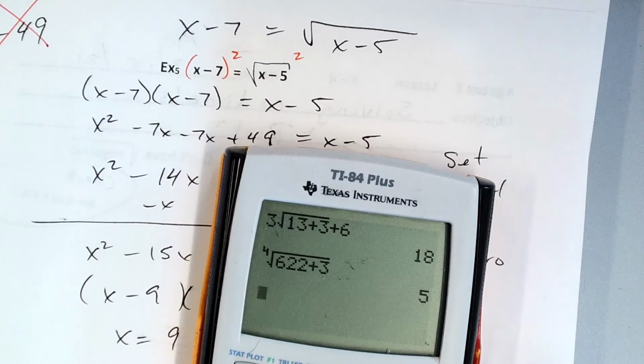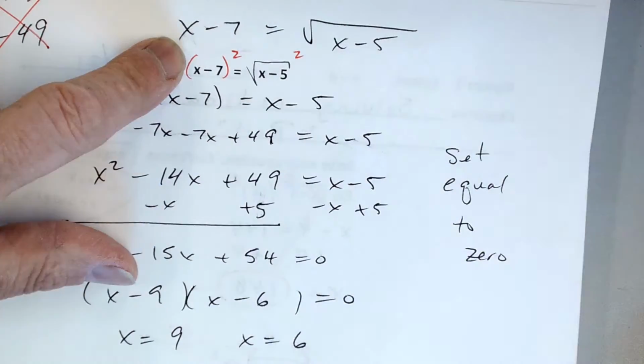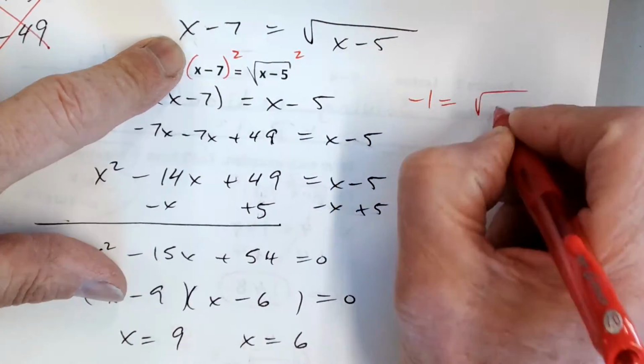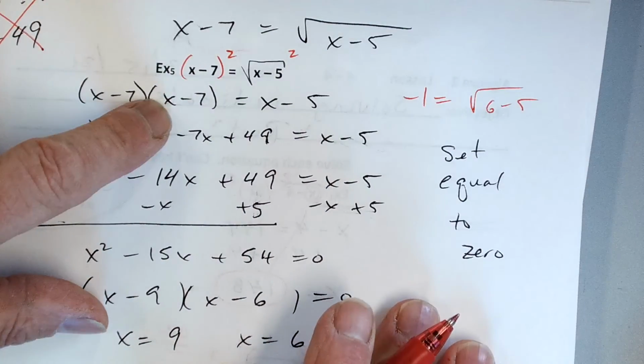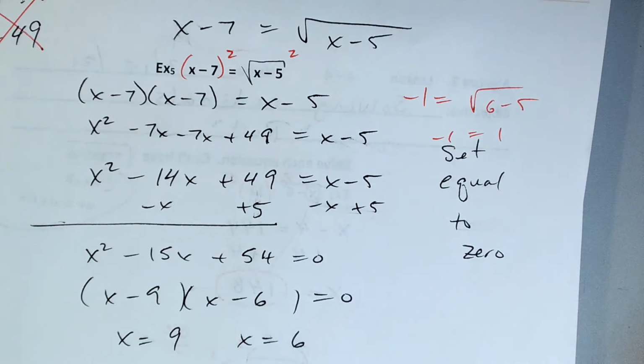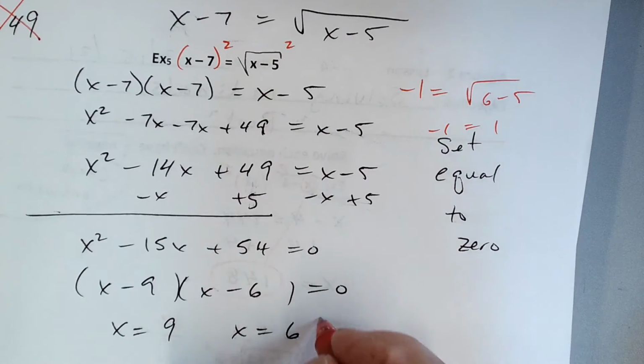If I put in the 6, I'll go 6 into here, and the negative 1 equals the square root of 6 minus 5. And then what I get is negative 1 is equal to 1. That's not true, is it? So you have to be careful. I'm going to throw out the 6.